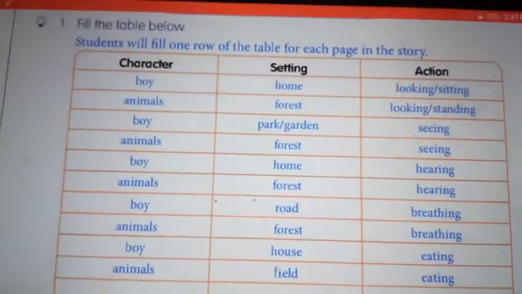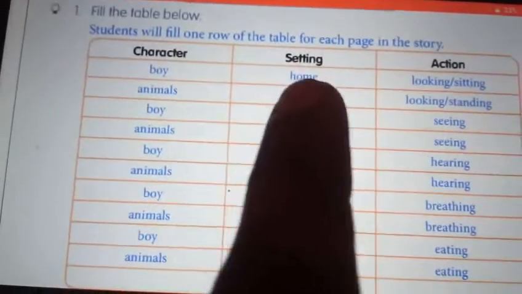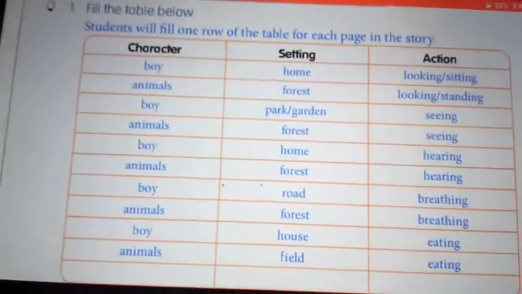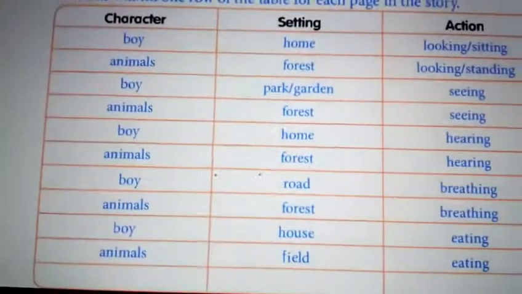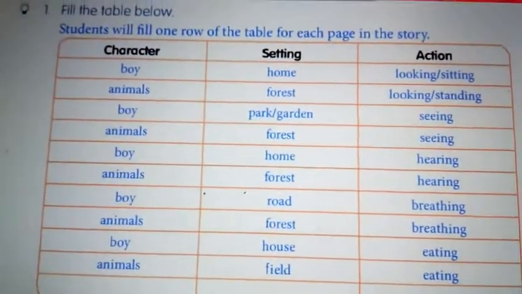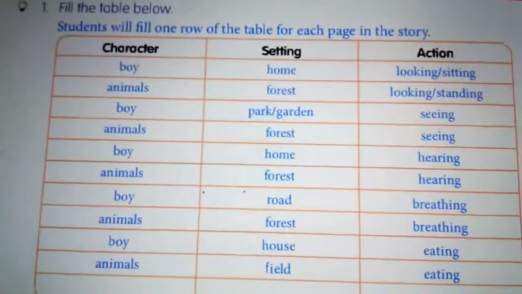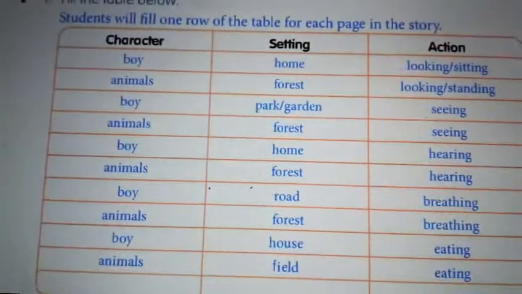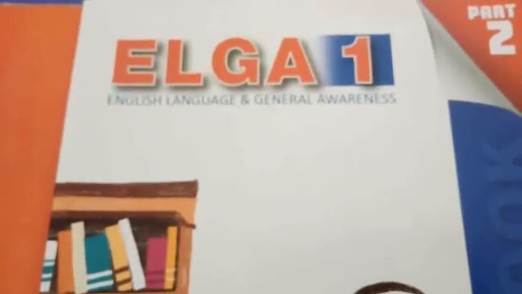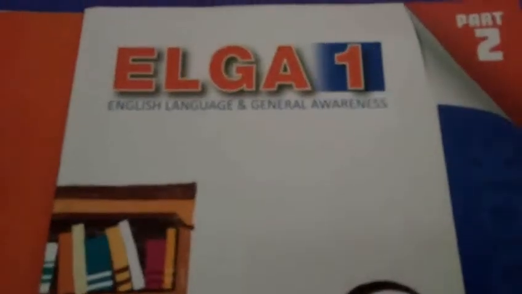See this, my dear children. Fill in the table below. We discussed the characters, settings and actions from that story. We are all animals, right? So you have to pause this video, then write the answers from your worksheet. Worksheet number 2, question number 1. Fill in the table below, okay? Great, my dear children. So you have to pause that video and then write the answers.